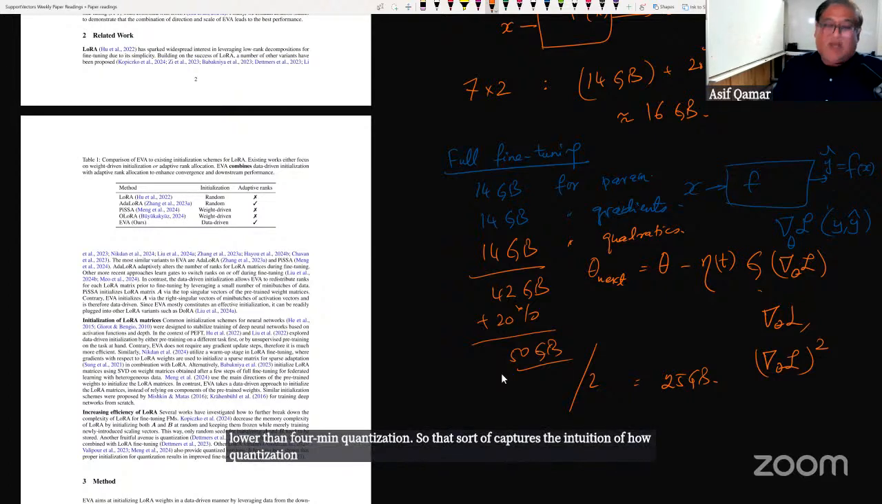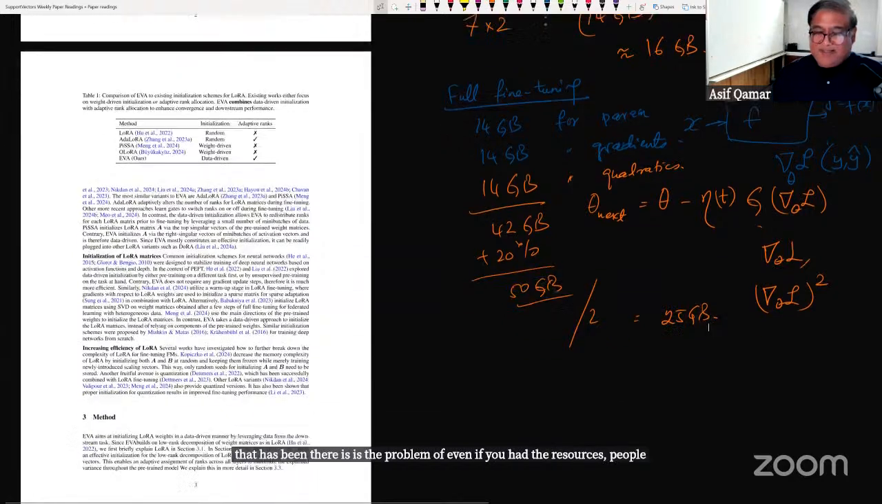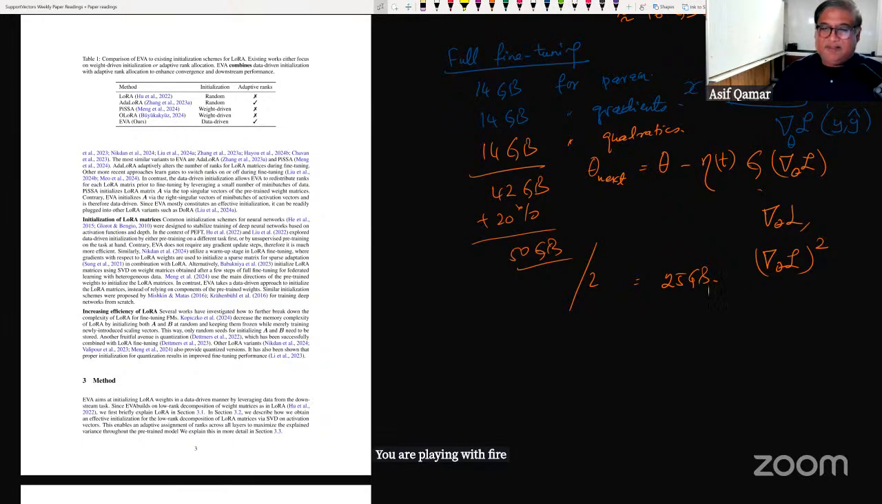So that's one problem with full fine-tuning. The other problem with fine-tuning is that, even if you had the resources, people found that fine-tuning is a dangerous game. You're playing with fire because of a problem called catastrophic forgetting.